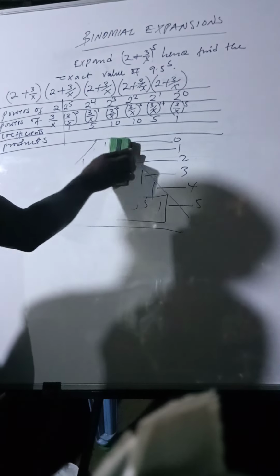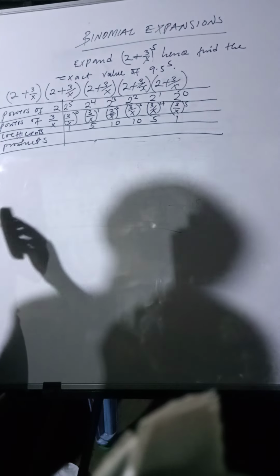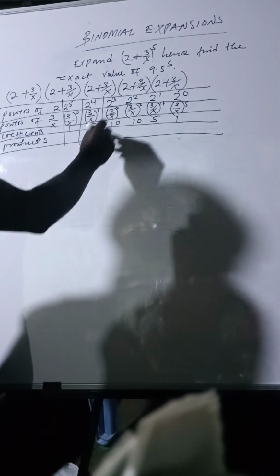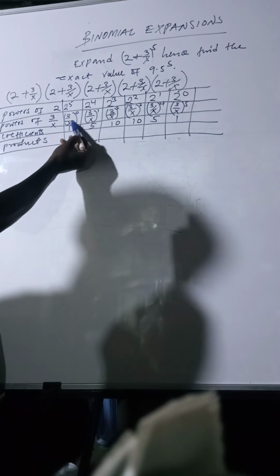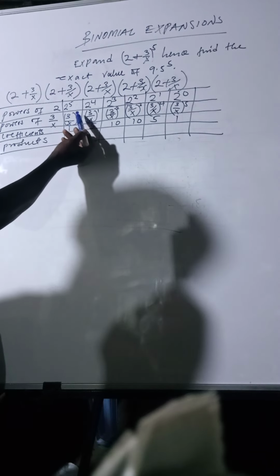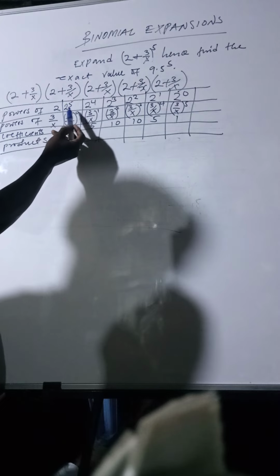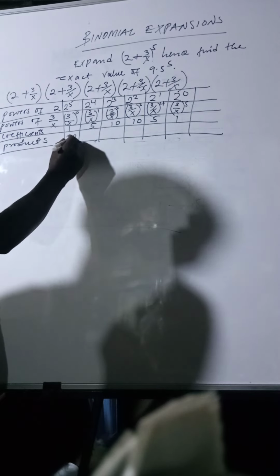Now let us just fill it in. Now you are required to find the product. This is how to do it. The product, you multiply the numbers downward like that right here. So any number raised to 0 is 1, so 1 times 1 is 1 times 2 raised to the power 5 is 32.